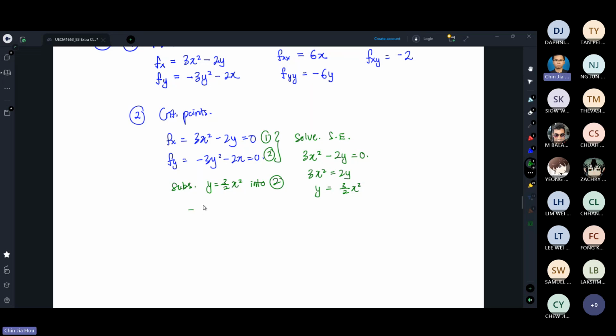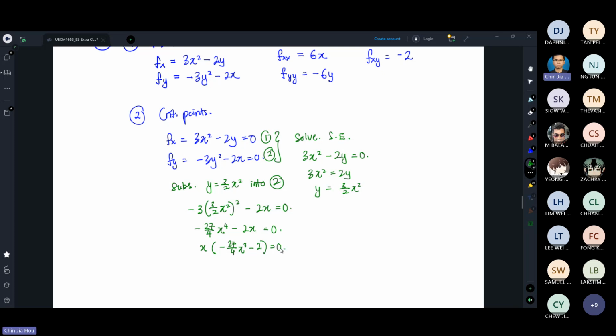So I have minus 3 over 2 x squared minus 2x equals 0. So I have minus 27 over 4 x to the power of 4 minus 2x. Again, do not cancel the so-called variables during solving the simultaneous equation. You can factor them out, but never cancel. So let's just take x out of that conveniently: minus 27 over 4 x cubed minus 2.